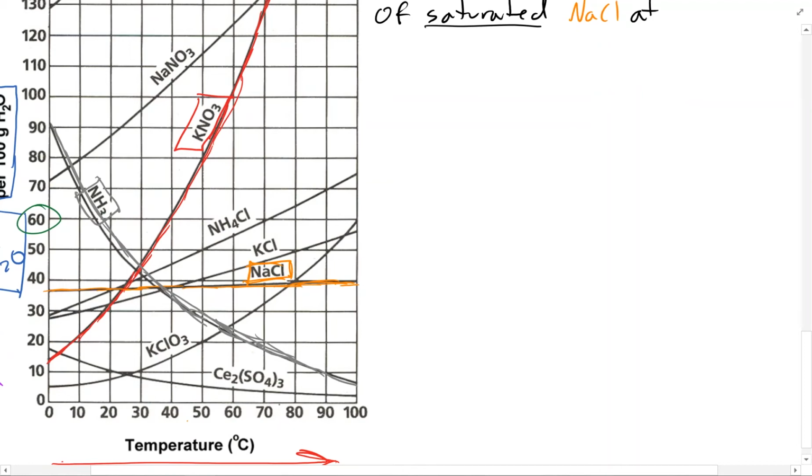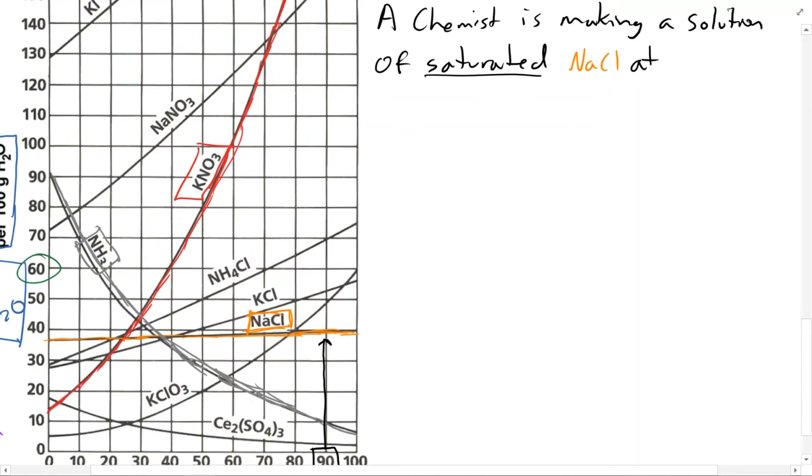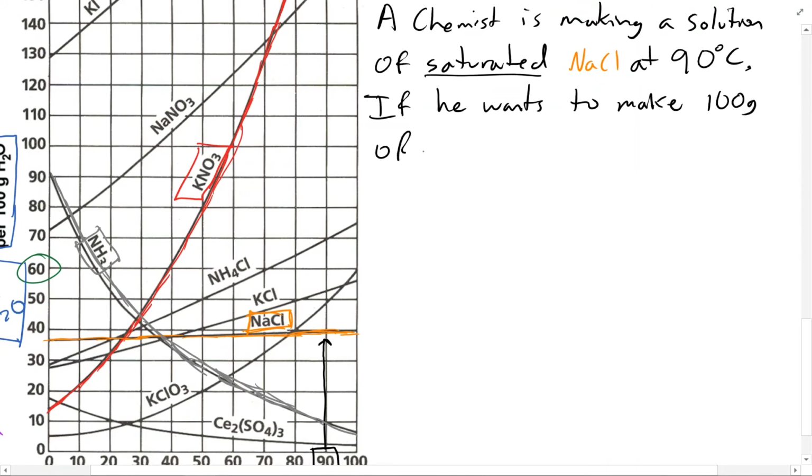You know what? Let's make it easier. Let's make it 90 degrees, because then we'll be right on the line here and it'll be easier. At 90 degrees Celsius, if he wants to make 100 grams of solution, how much NaCl should he use?